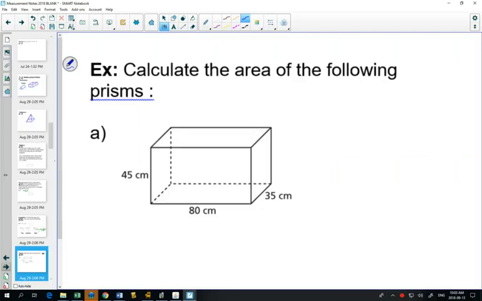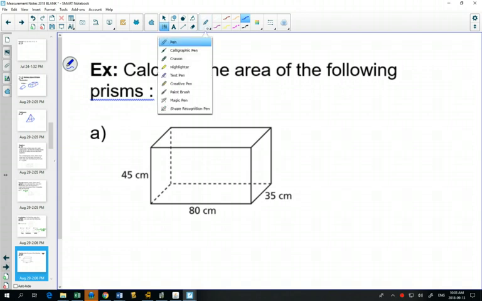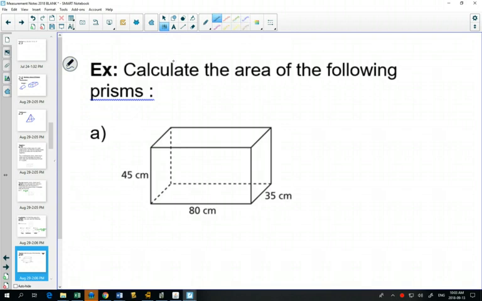So, we're going to calculate the area of the following prisms. This one has a height of 45, a length of 80, a width of 35. I am going to color code. Okay? Sometimes color coding really helps you see what you need to figure out. So, and on the smartboard, there is a crayon option. And if you're ever coloring on a smartboard, there is nothing more enjoyable.